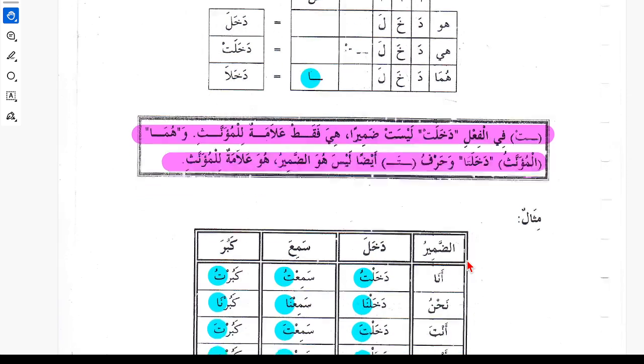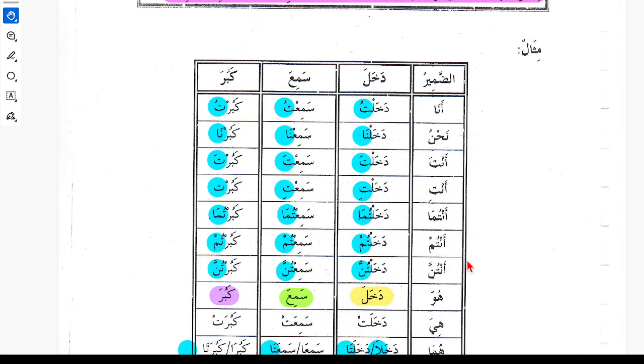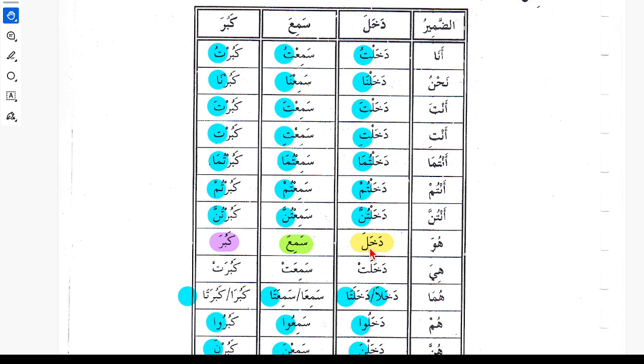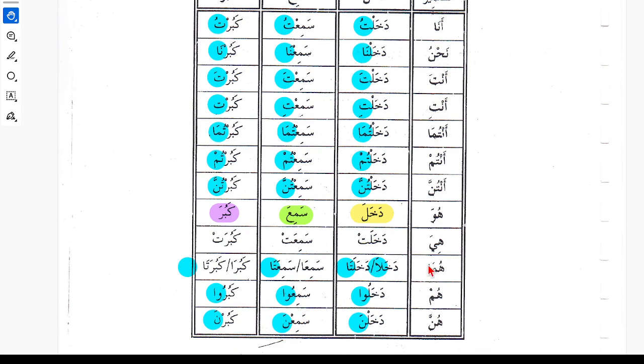Okay, let's look at the whole table now. Huwa dakhala. So this is from where we started. This is the basic huwa version. Then hiya dakhalat. So you would see no pronoun added. And for huma, if it is masculine, then it is dakhala. If it is feminine, then it becomes dakhalata. But the pronoun is only alif. The ta again is showing that this is feminine.